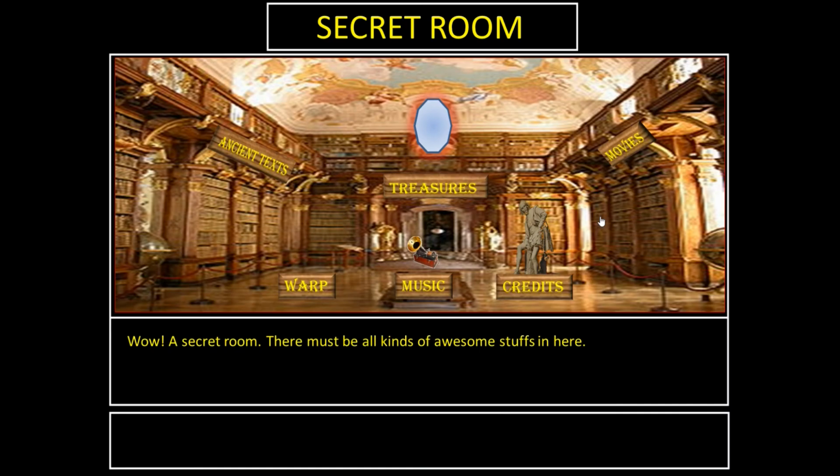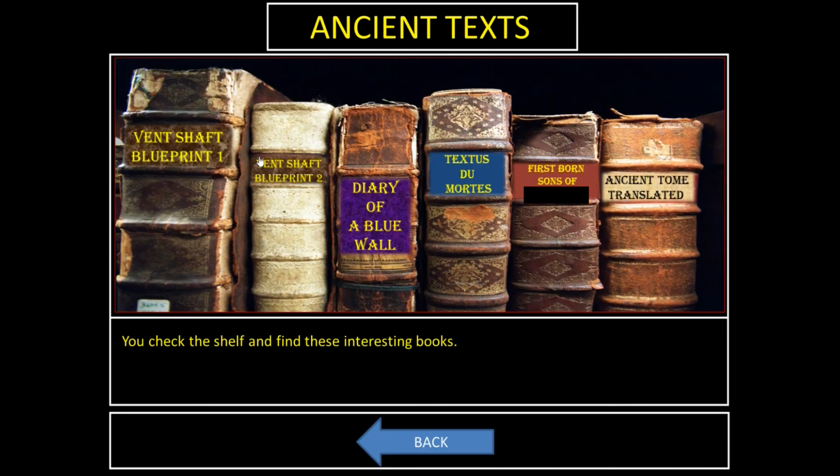Okay, let's go back. I had a blast making this. A lot of this I remember, a lot of it I don't. Ancient texts. Vent shaft blueprint 1 and 2. Diary of a blue wall. Textus de mortis. Firstborn sons of my last name. Ancient tome translated. And what is this?